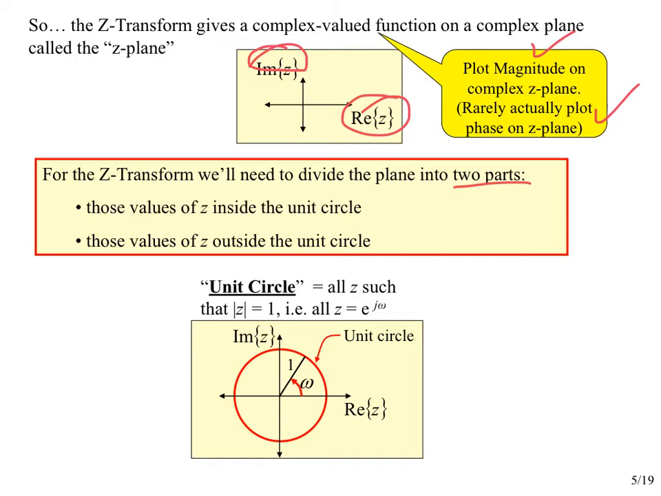We have the unit circle, and that's kind of the dividing border between these two regions. The other region is all the values of z inside the unit circle. So that's any complex z value whose magnitude is less than 1. And then the other region is all those values of z outside the unit circle. So those are all the z values on the z plane whose magnitude is bigger than 1.